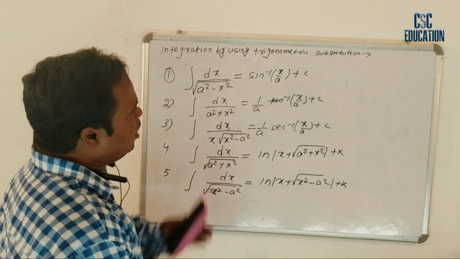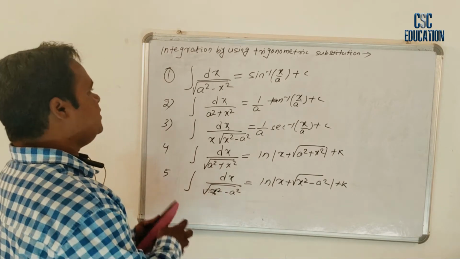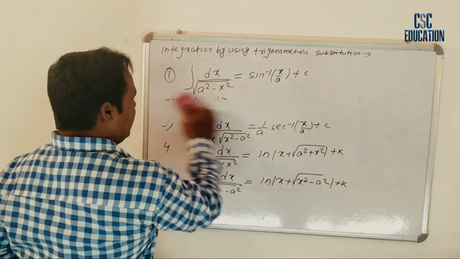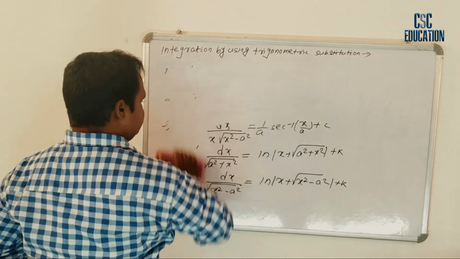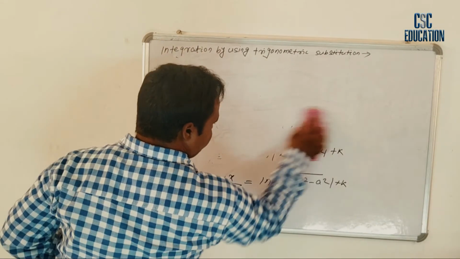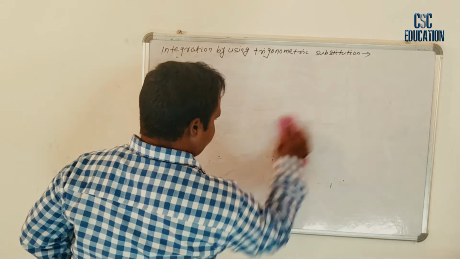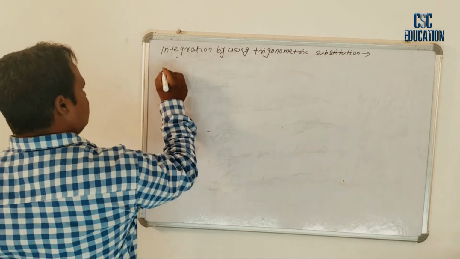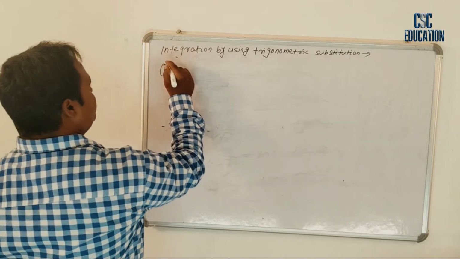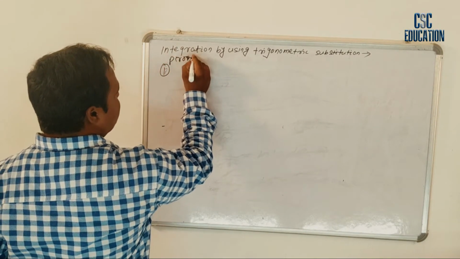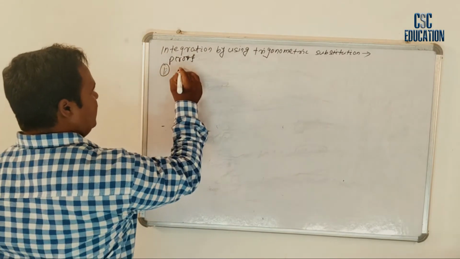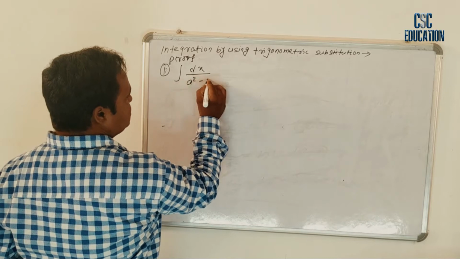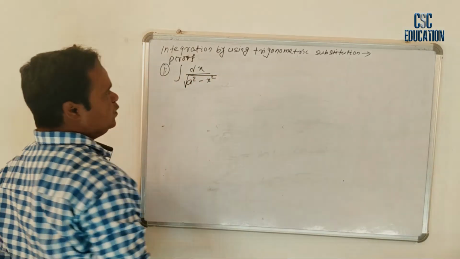Now, of all these formulas, I will prove them one by one. So formula number 1, I prove that. Proof of formula 1. Okay. The integration of dx divided by the square root of a square minus x square.